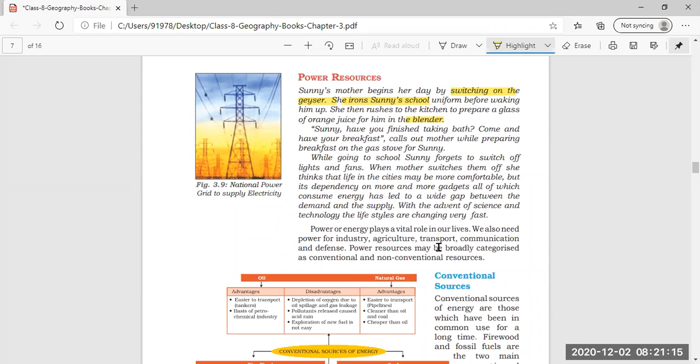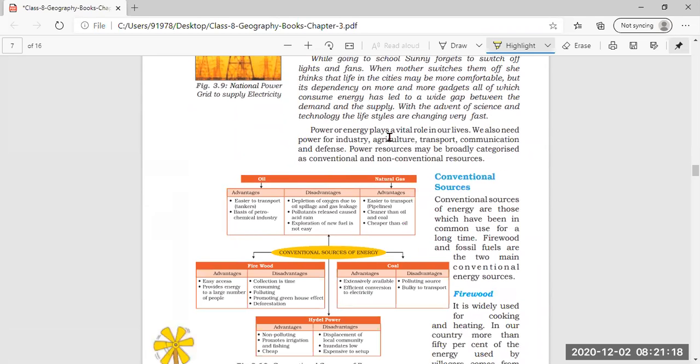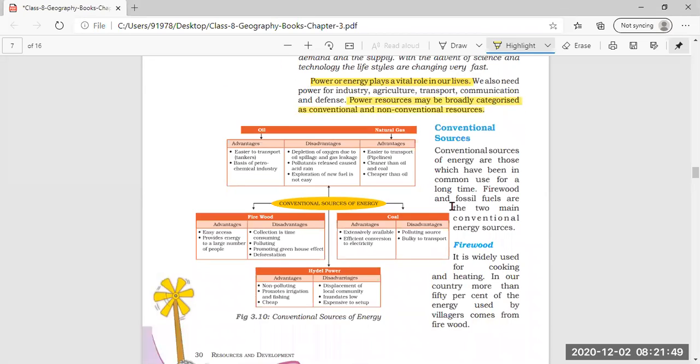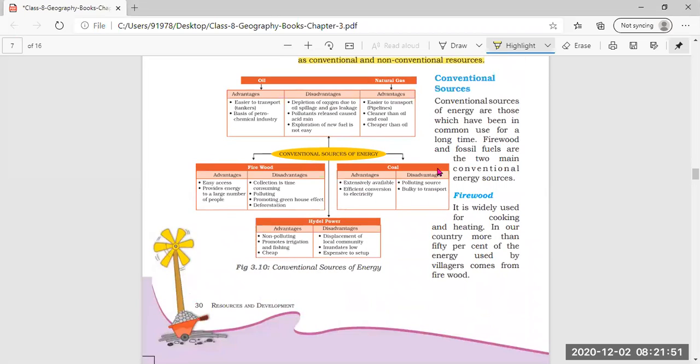Power or energy plays a vital, very important role in our lives. We also need power for industries, agriculture, transport, communication, and defense. So for all these purposes in different sectors, we need the use of power. The power resources may be broadly categorized as conventional and non-conventional sources. We'll read these in detail.